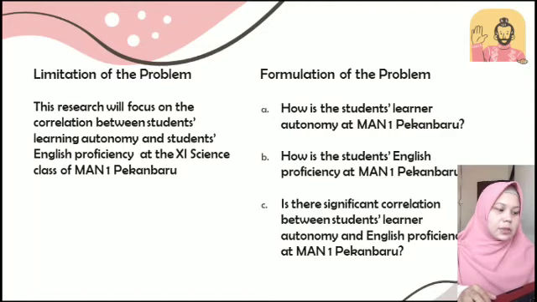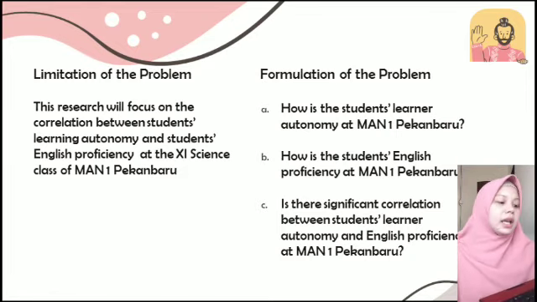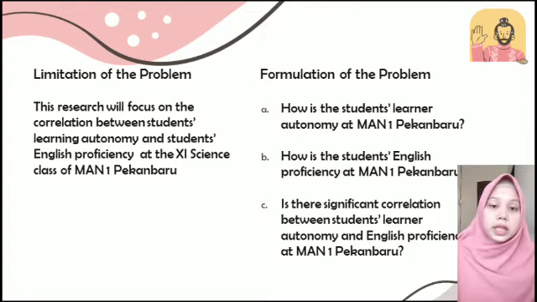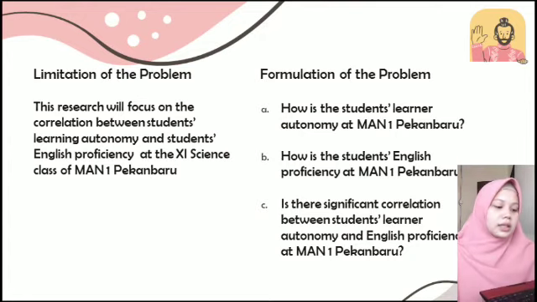And the next is the limitation of the problem. This research will focus on the correlation between learner autonomy and English proficiency at the 11th science class of Manwan Pekanbaru. The formulation of the problem: A. How is students' learner autonomy at Manwan Pekanbaru? B. How is the students' English proficiency at Manwan Pekanbaru? And C. Is there a significant correlation between students' learner autonomy and English proficiency at Manwan Pekanbaru?